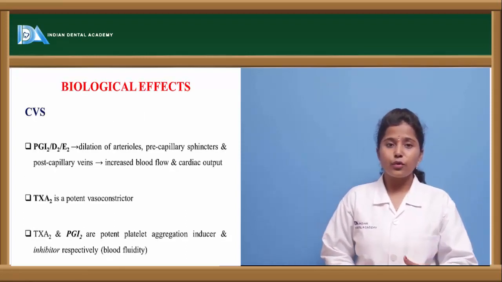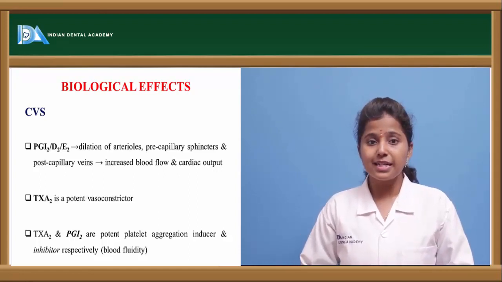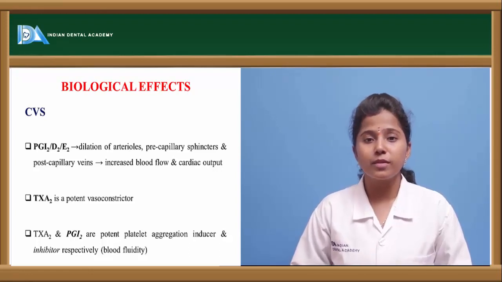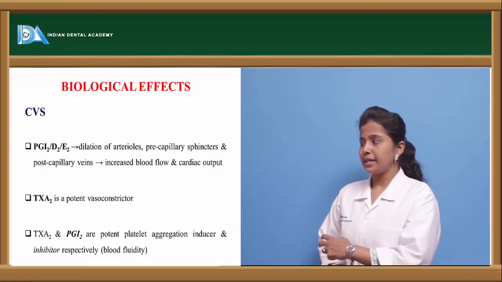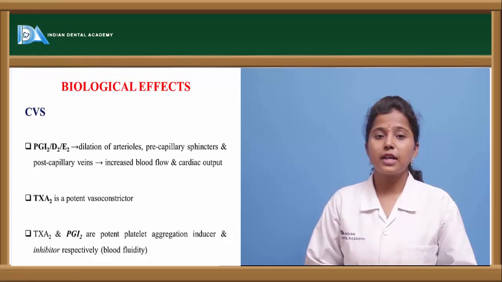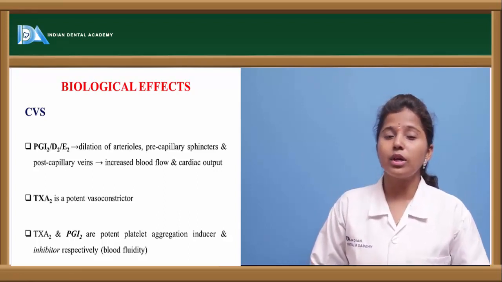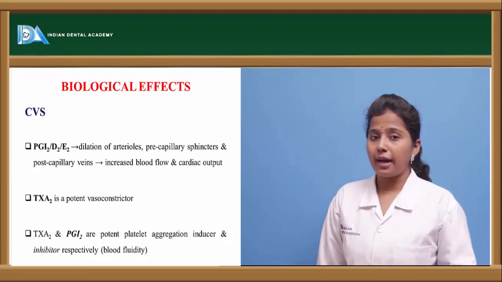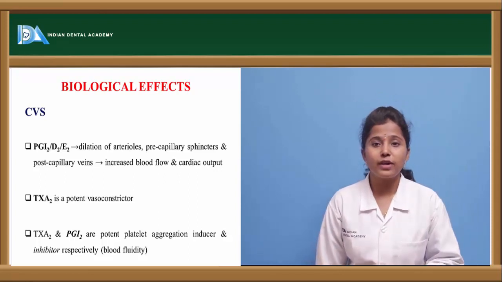What are the overall effects or individual actions of these prostaglandins? Let us see what happens to a tissue or a smooth muscle when these prostaglandins are released. For example, let us see the cardiovascular system. What happens when prostaglandins are synthesized in the body? When PGD2, E2 and I2 are released in the body, they cause dilatation of vascular smooth muscles.